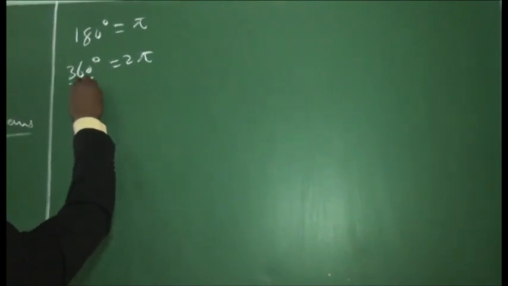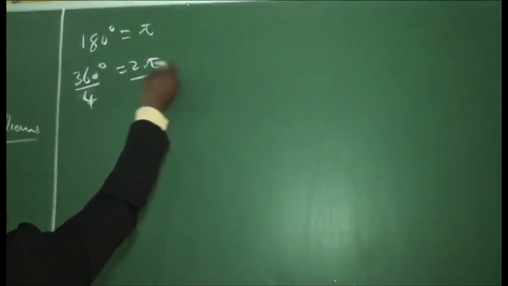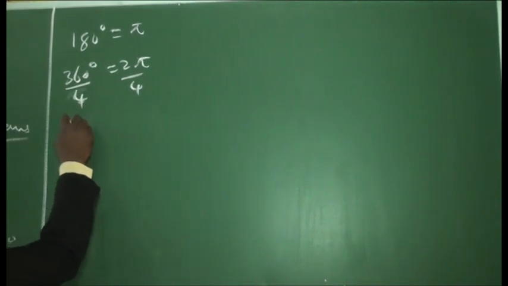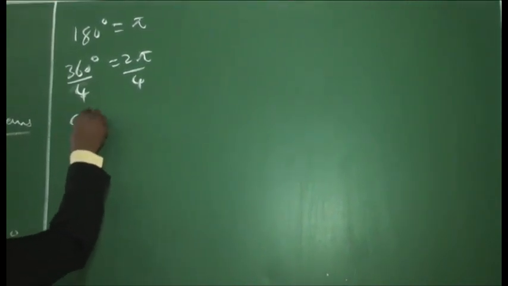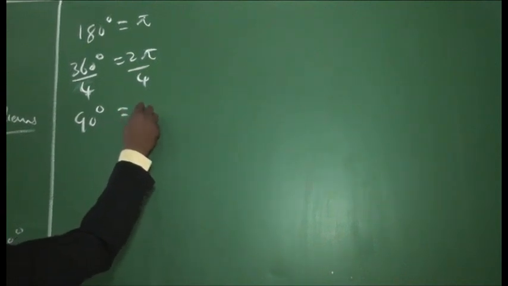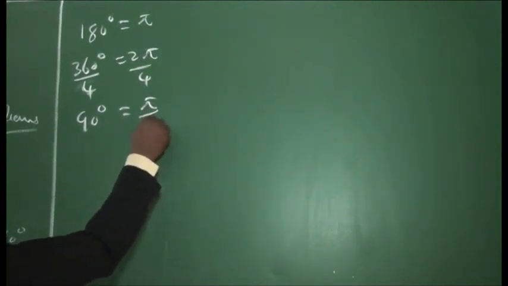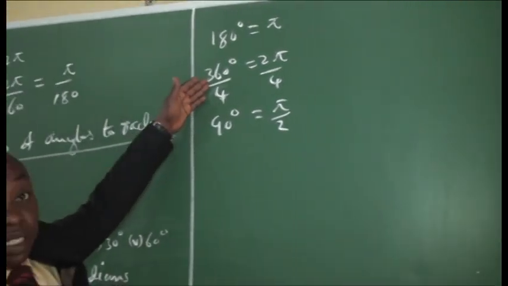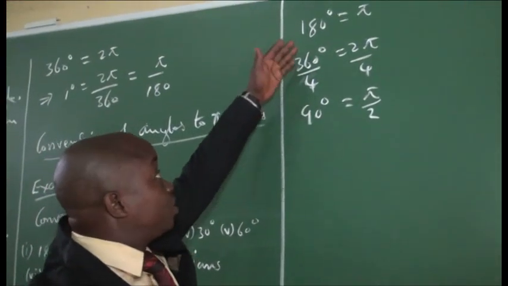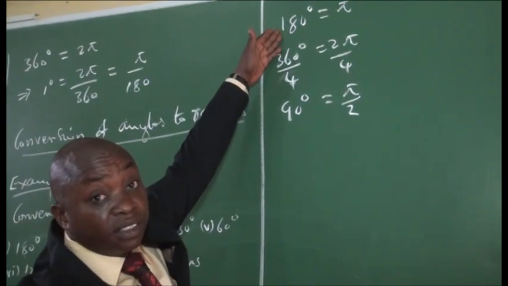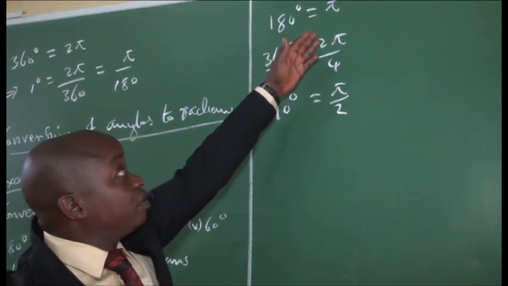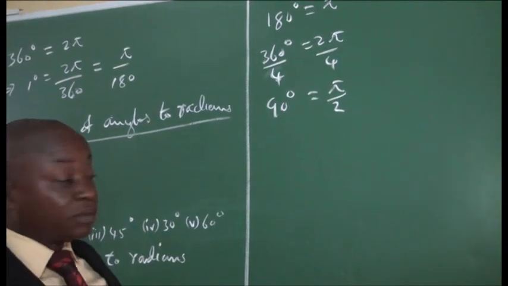Divide by 4. Then I have to divide this side also by 4. So this gives me 90 degrees equal pi over 2. If I don't want to use 360 to get 90, I can also start from here, 180 degrees, divided by 2. I will have 90. Then I will have pi over 2, which is the same thing.